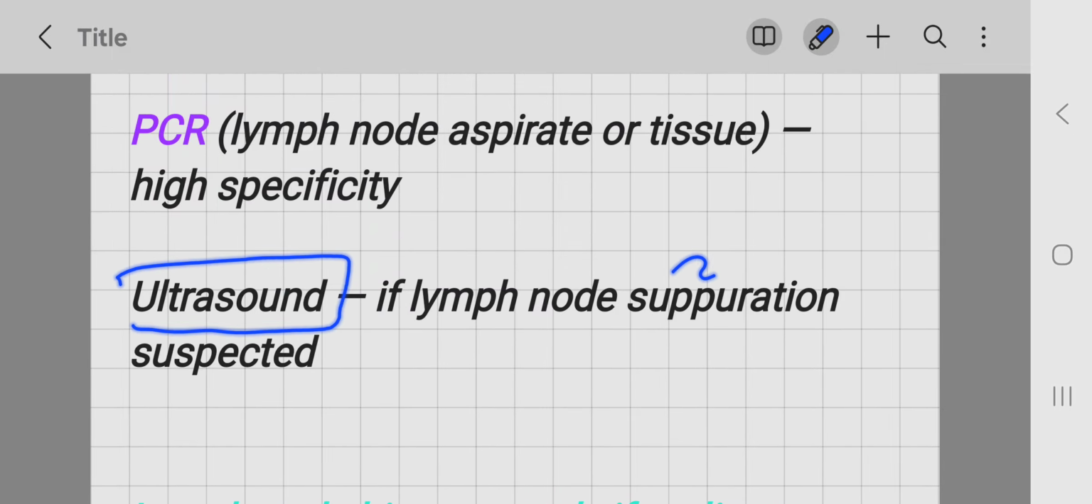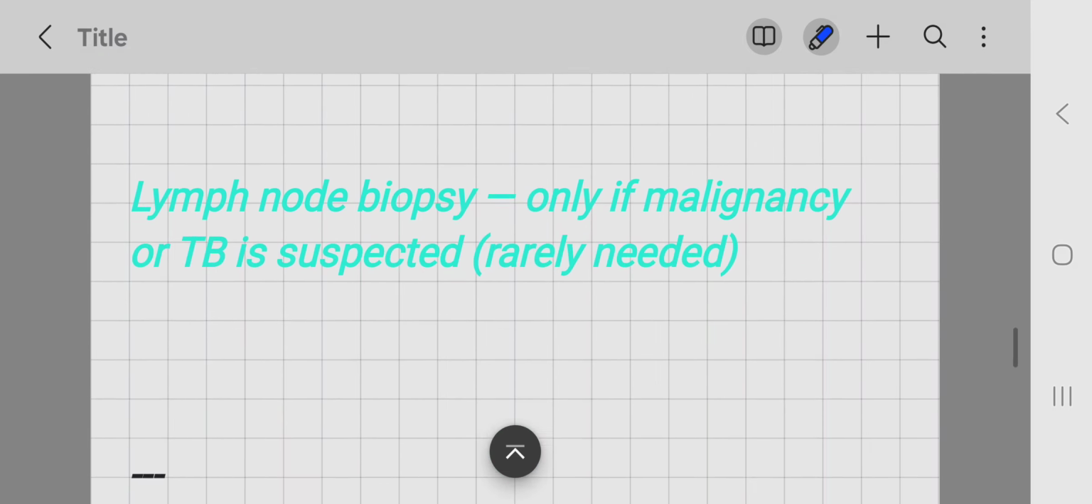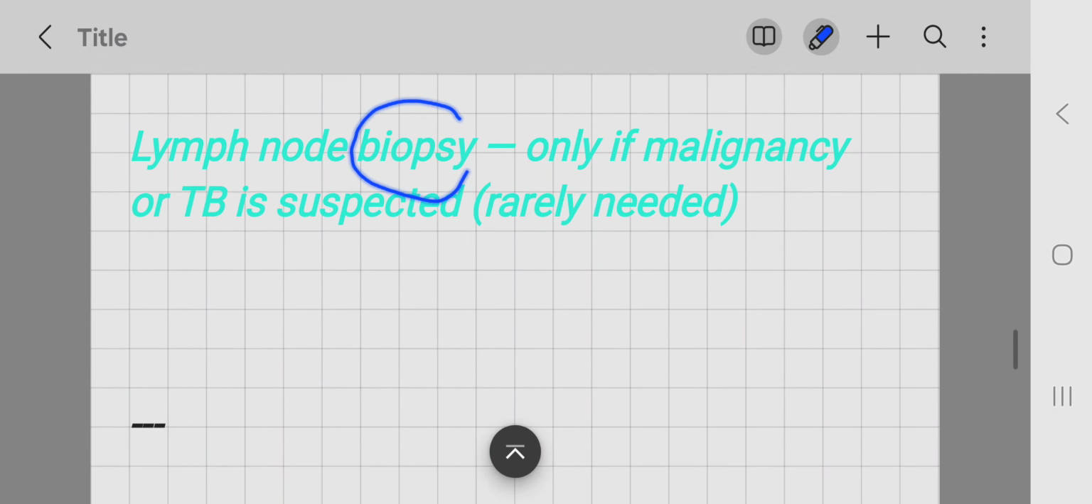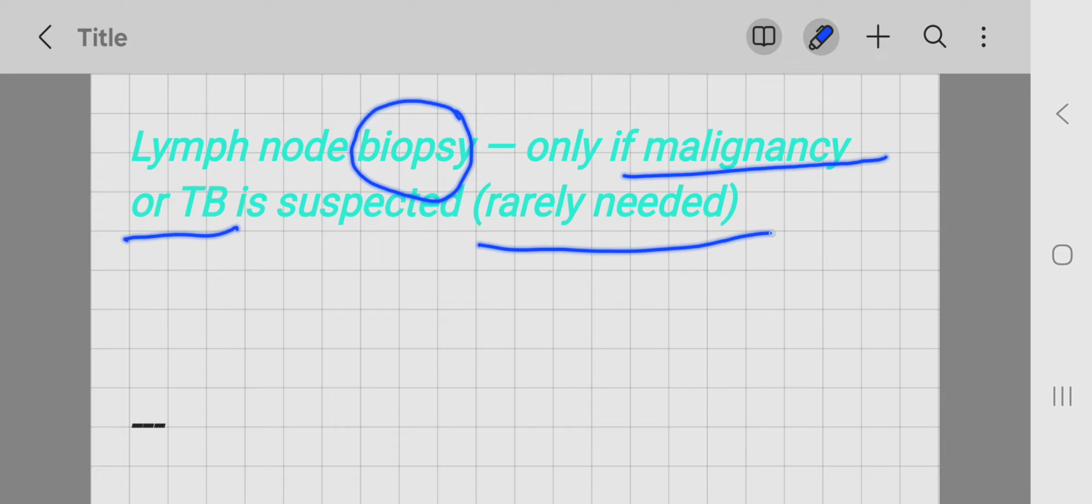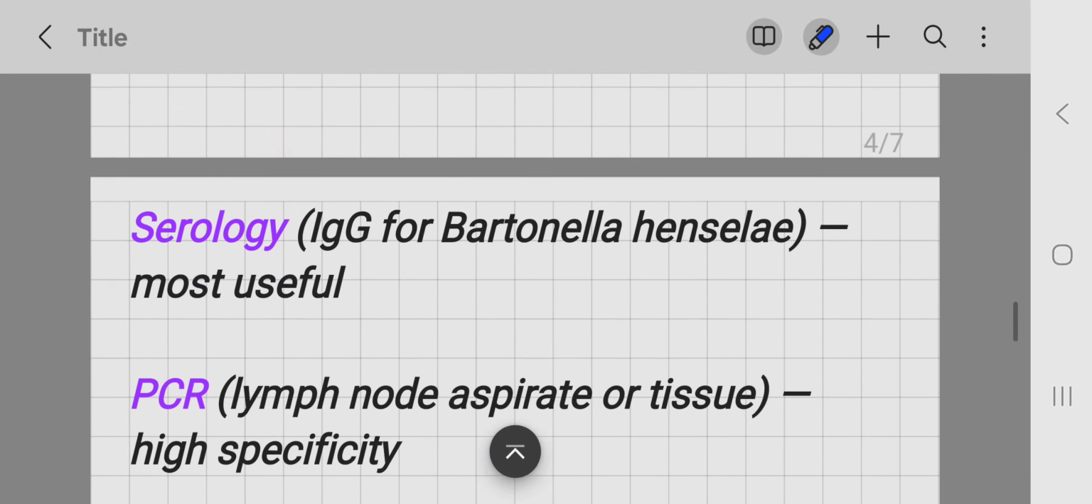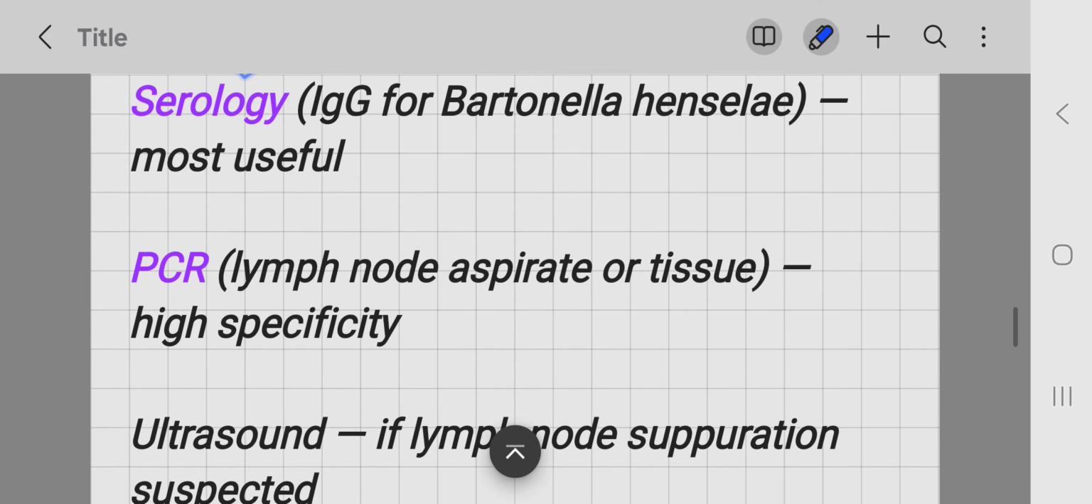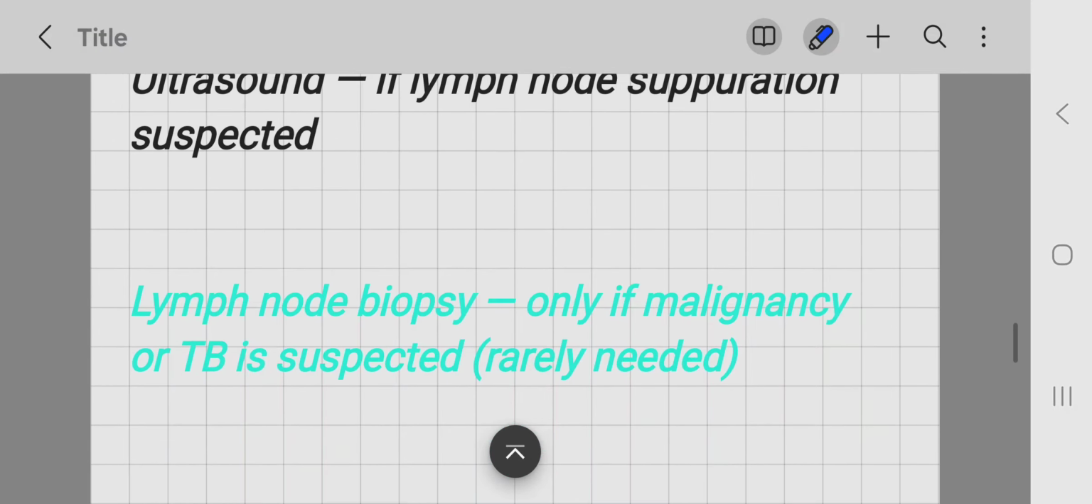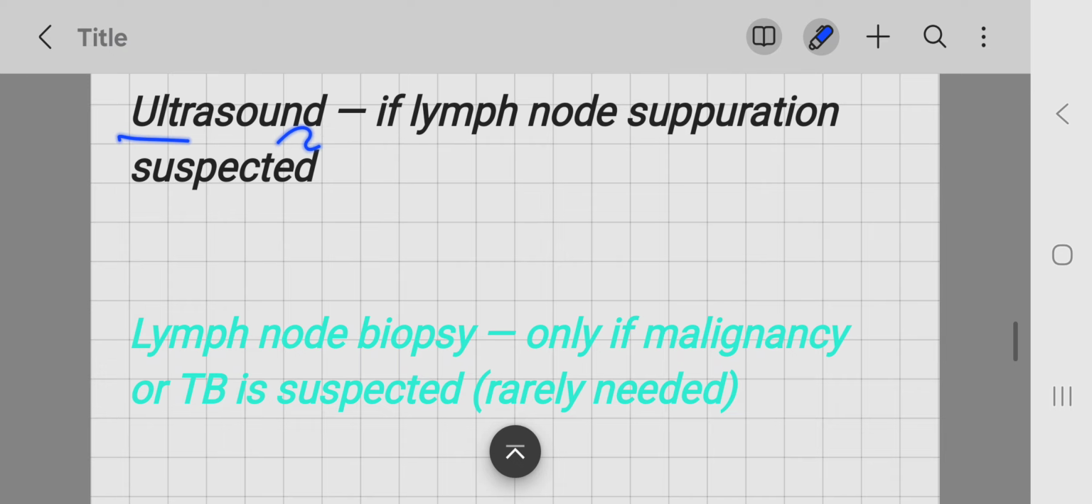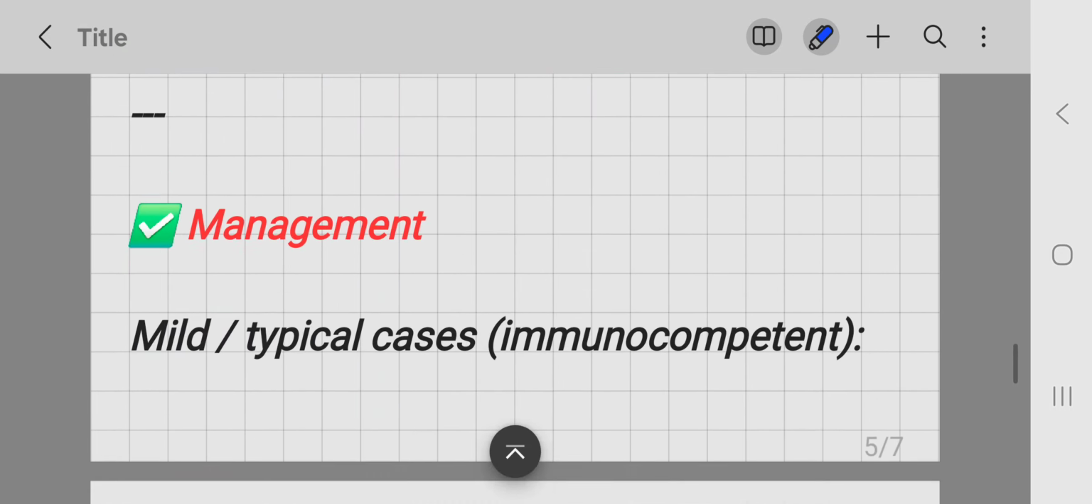Ultrasound should be done if lymph node suppuration is suspected. Lymph node biopsy is done only if malignancy or TB is suspected. It is rarely needed. So the labs which should be done are: first one is serology, second one is PCR, third one is ultrasound, and fourth one is lymph node biopsy.